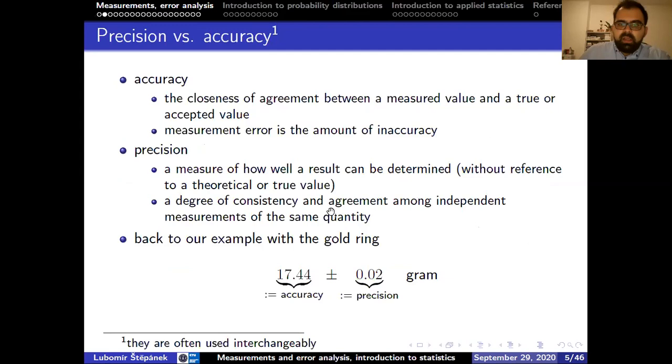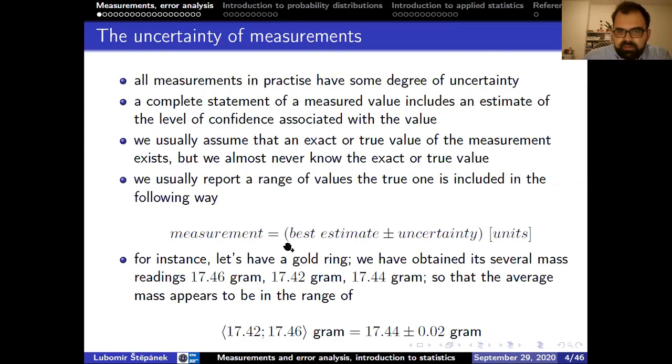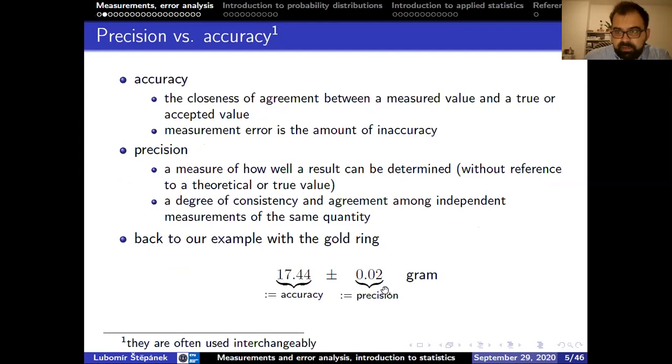And to put these two concepts together, both accuracy and precision, we can try to rewrite the formula for best estimate and uncertainty in the following way. We have an accuracy term and we have a precision term. So the accuracy term is the first one, which is linked to the best estimate. And the precision term is the one which is connected to the uncertainty term.